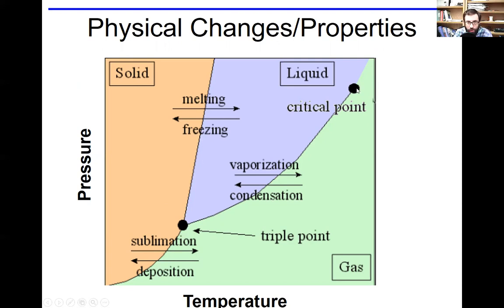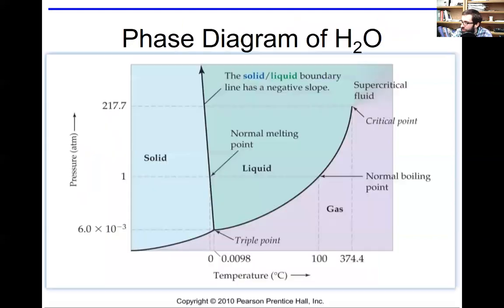There's also something called the critical point. This is where liquid and gas start to become indistinguishable. You have this gas-liquid hybrid. That's the best way to describe it, okay? It's sort of like a different state of matter. It's called a supercritical fluid. And don't worry too much about it, but it's pretty cool.